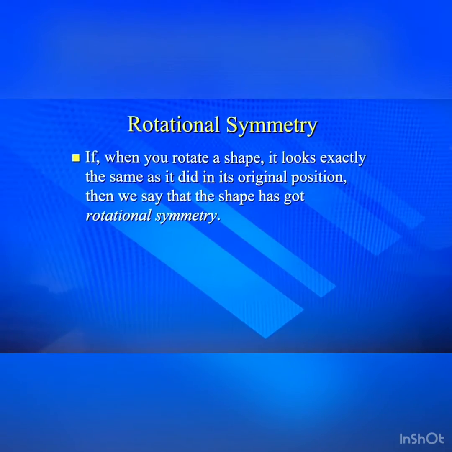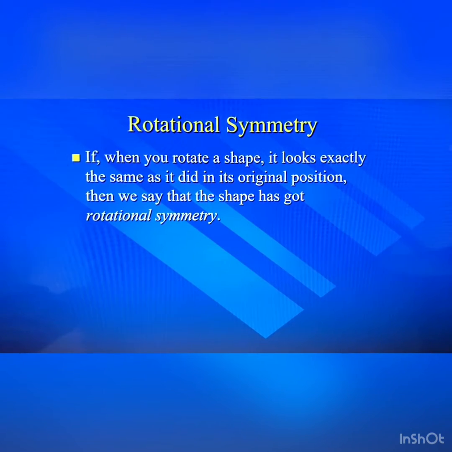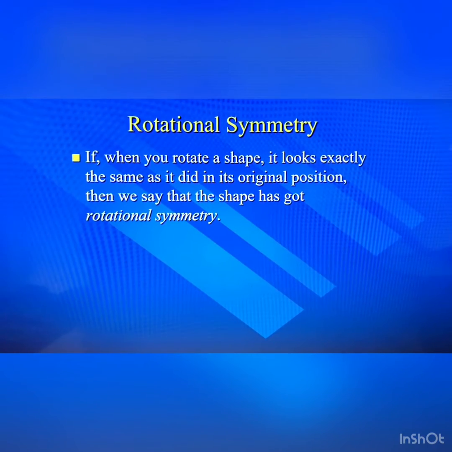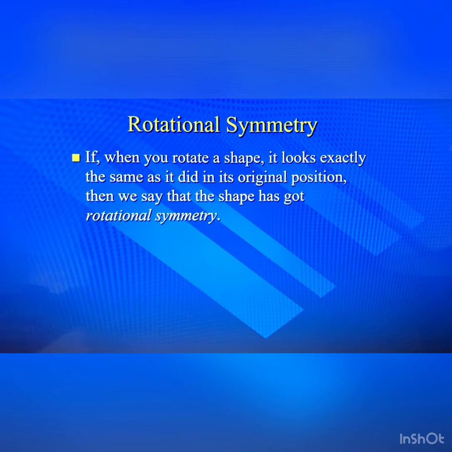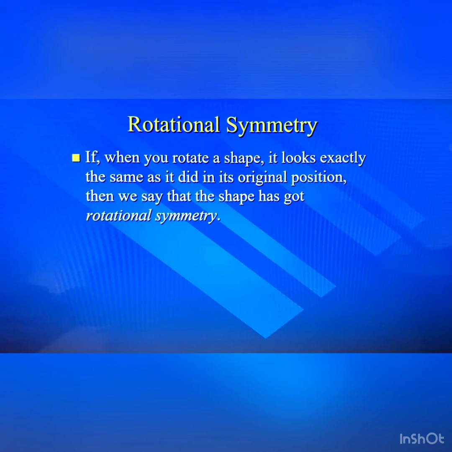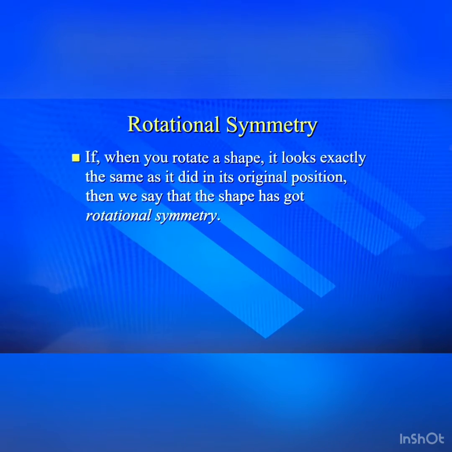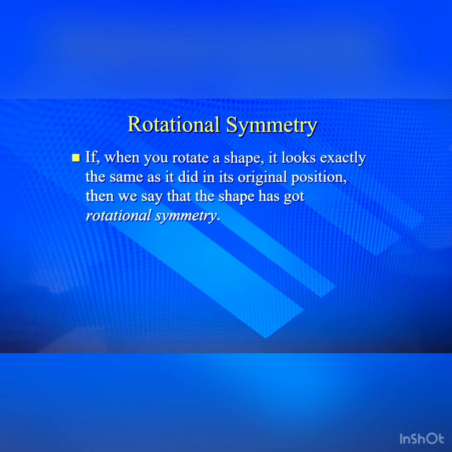Rotational symmetry. If when you rotate a shape, it looks exactly the same as it did in its original position, then we say that the shape has got rotational symmetry. Meaning, if we move any geometrical shape and after moving it, it looks the same as it did in its original position, then we say that this shape has rotational symmetry of order 1, 2, 3, 4 according to the question.